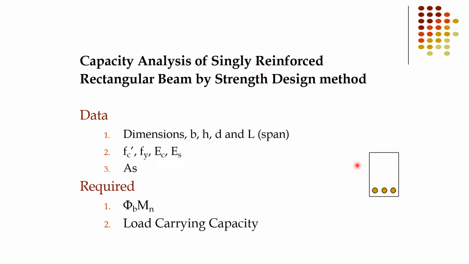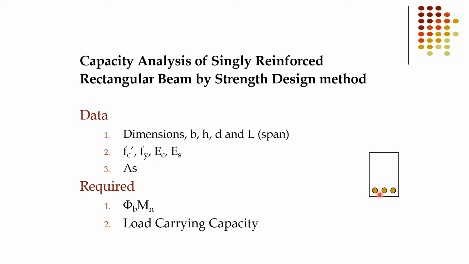Singly reinforced: here you can see in the cross section the reinforcement bars are present at the bottom and no bars are provided at the top. Okay, maybe hangers or ties are present, but the main bars are the longitudinal bars at the bottom. So if in a cross section only the main bars are the bottom bars, then this type of section is called a singly reinforced beam. In a singly reinforced beam, at the top concrete provides the compressive force and at the bottom steel provides the tensile force.